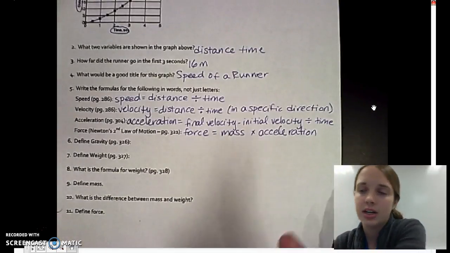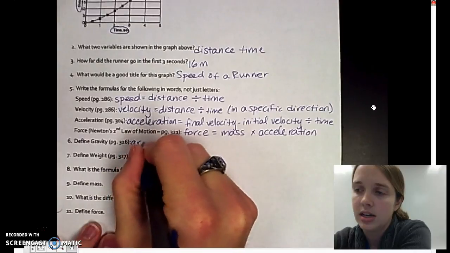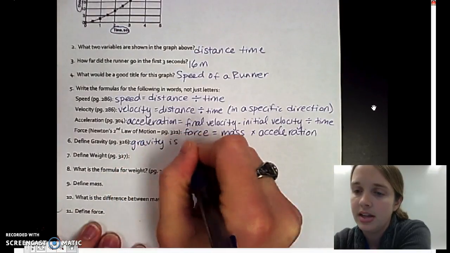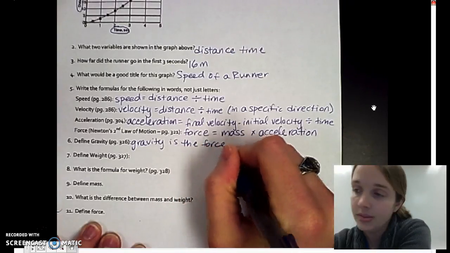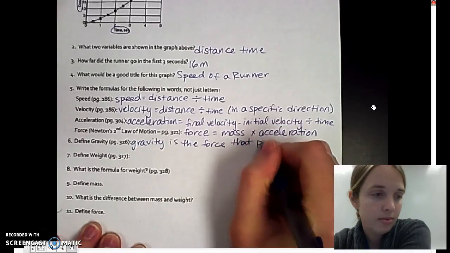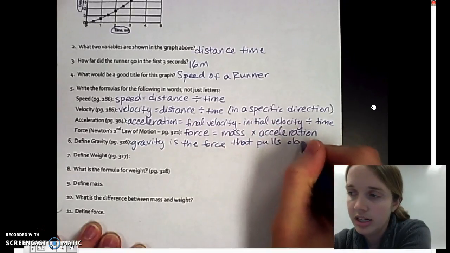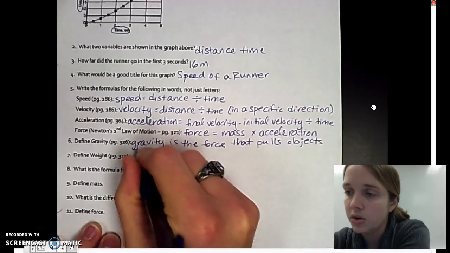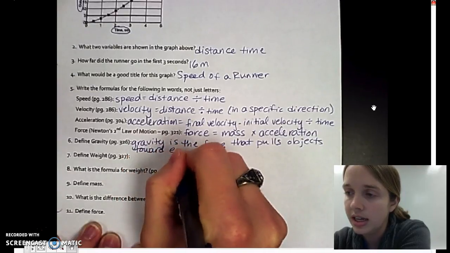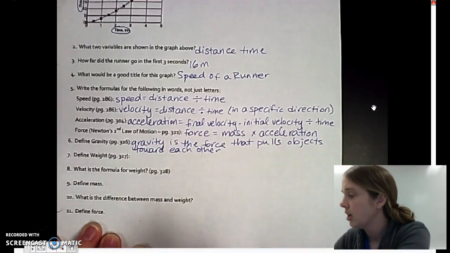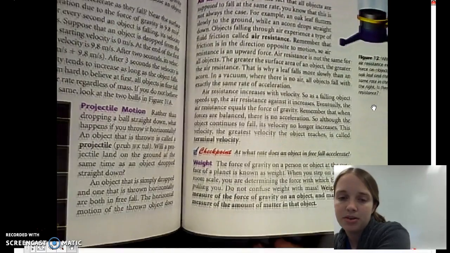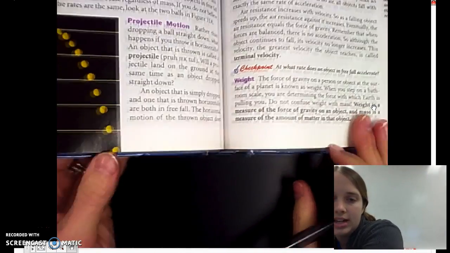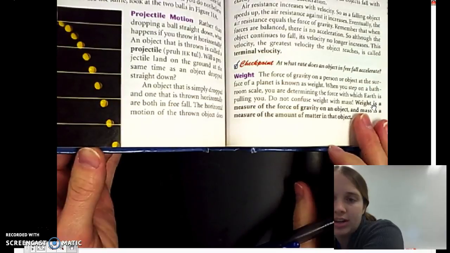Okay, so we go down here. Gravity is the force that pulls objects toward each other. Okay, weight is on the opposite side of this textbook over here. Weight is a measure of the force of gravity on an object.